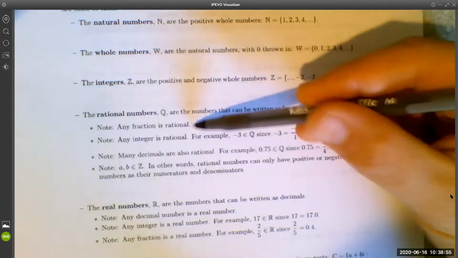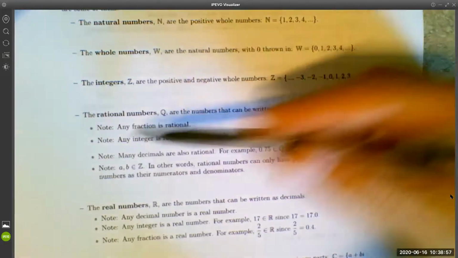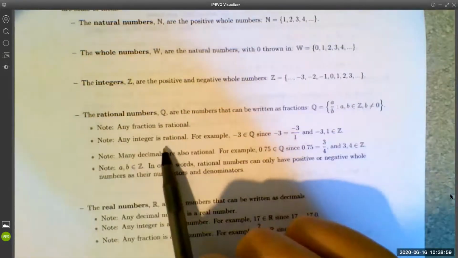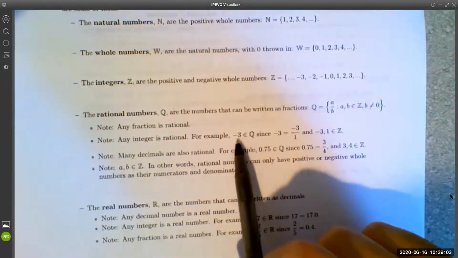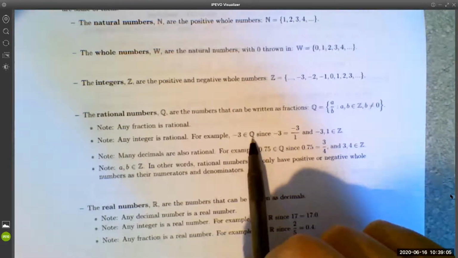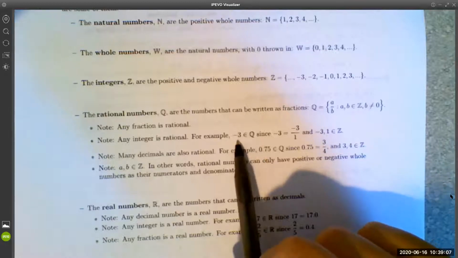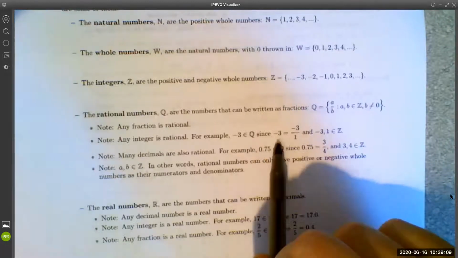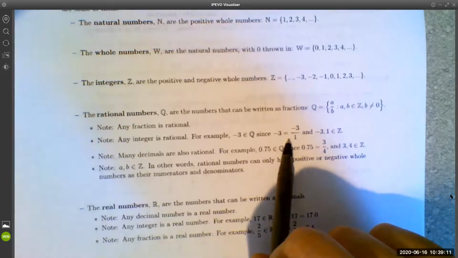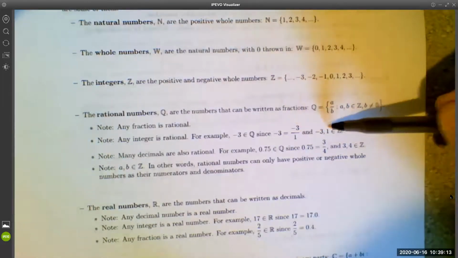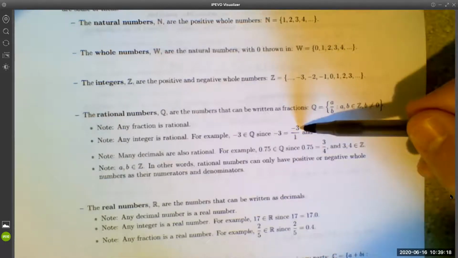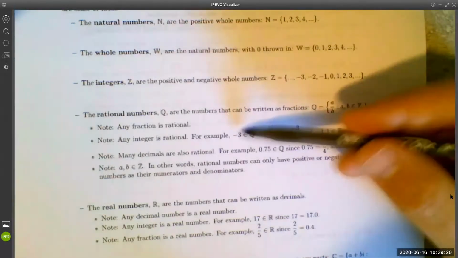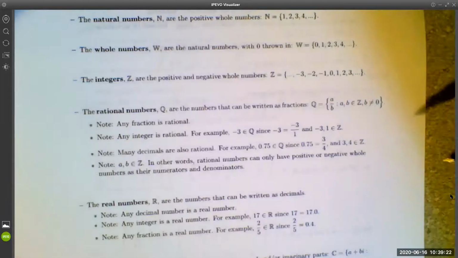So any fraction is rational. Any integer is a rational number. For example, -3 is a rational number, it's an integer, right? But it's also a rational number because it can be rewritten as a fraction. You can rewrite -3 as -3/1. And since both -3 and 1 are integers, that means -3/1 is a rational number. So -3 is a rational number.